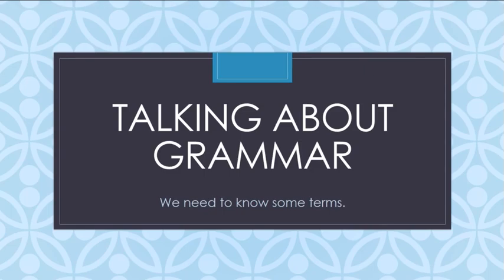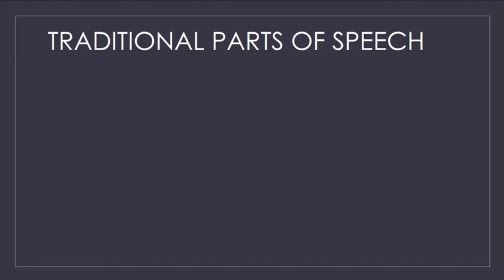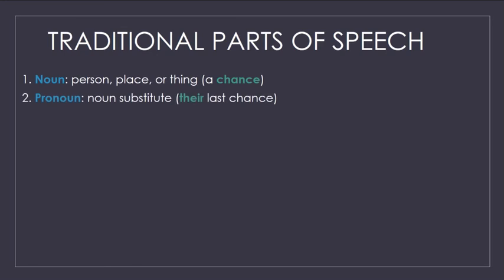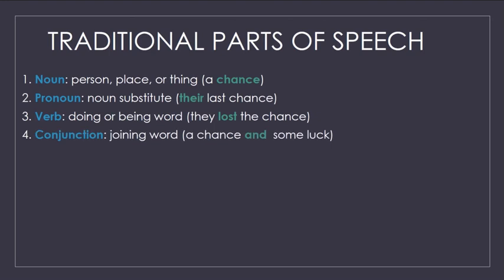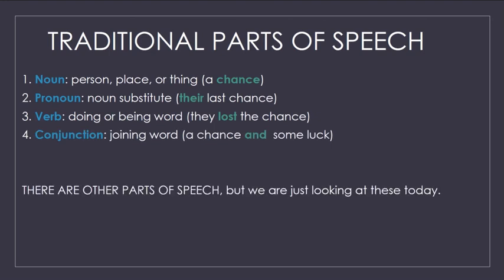So let's talk about grammar now. We're talking again about edited American academic English. If we're talking about grammar, we need to know some terms. So this is going to be a review for everyone, but I think it's good to review these terms. Traditional parts of speech. A noun is a person, place, or thing. Pronouns substitute the place of nouns. Verbs are doing or being words. Conjunctions join things. And there are other parts of speech, but we're really just looking at these today.